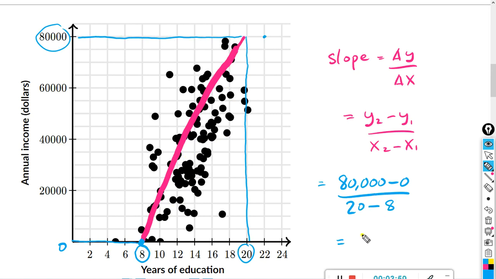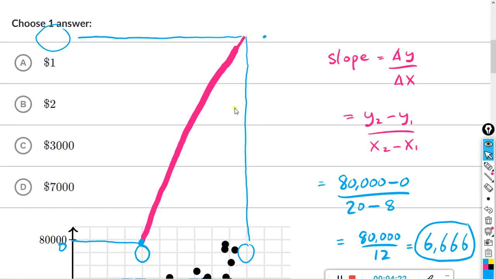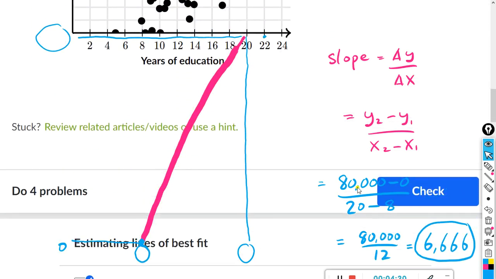80,000 minus 0, that's 80,000. 20 minus 8 is 12. I will do this on the calculator, 80,000 over 12, and I got approximately 6,666. Actually the decimal kept going, but that's okay. We don't have to be that accurate. It's just an estimate. So clearly out of our choices, the closest one is 7,000. That's all you have to do. Just find the slope.